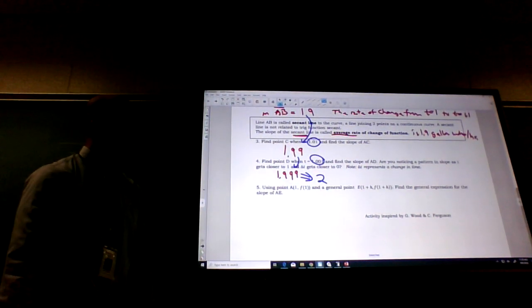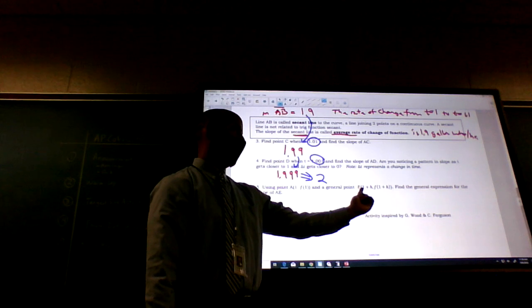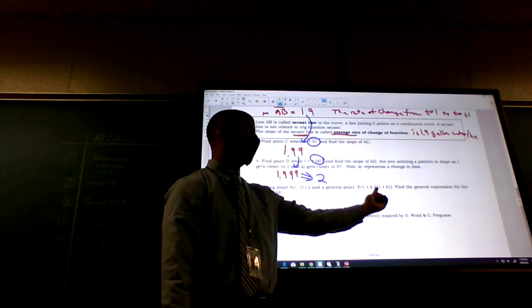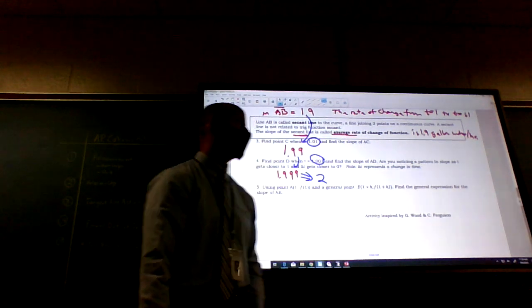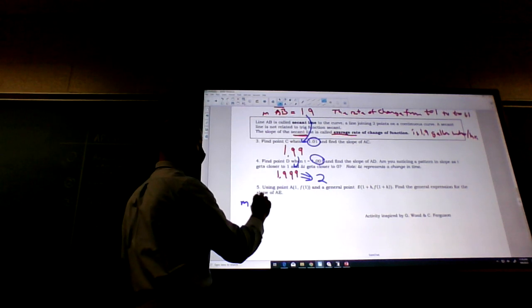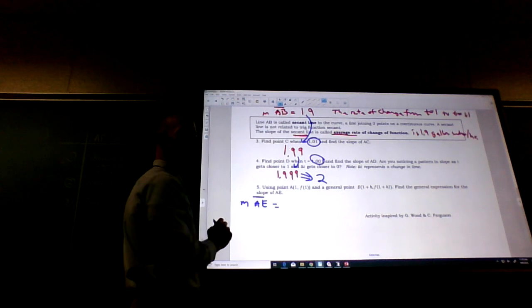All right, now number 5 says, using point A, which is at 1, f of 1, and the general point E, x here is 1 plus h, and the y value is f of 1 plus h. Find the general expression for the slope of AE. Okay, so the slope of segment AE is going to be equal to, well, how do we find slope?